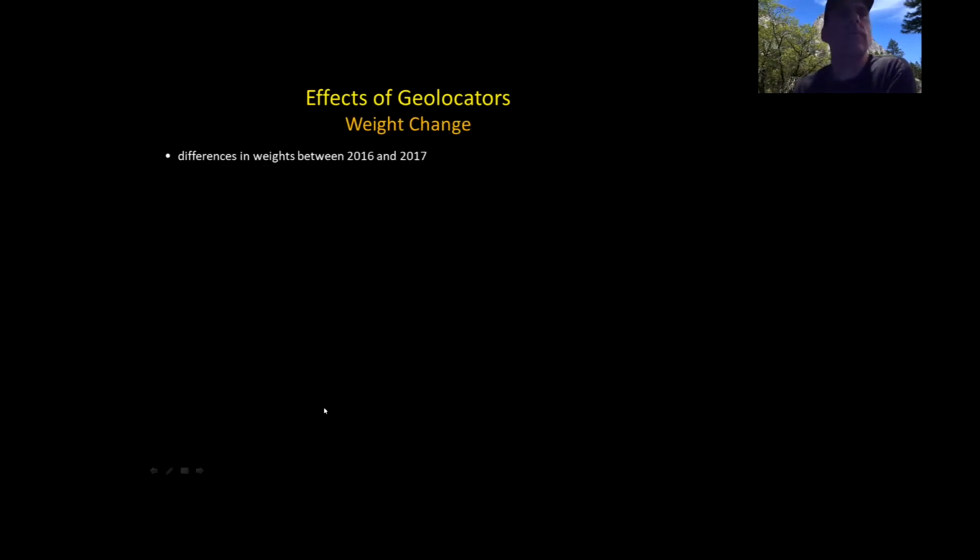Okay, the last effect of geolocators we looked at was weight change. Here we measured the difference in weights between 2016 and 2017. As before, we examined the effects of geolocator and site on weight changes. What we expected was that if the geolocators were having an effect on weight, it would be negative, leading to lower weights. Perhaps the geolocator impedes birds from obtaining as much food as their counterparts, or perhaps carrying the geolocators led to an increase in energy requirements that birds could not meet. If they can't meet the energy requirements, they're probably going to lose weight.